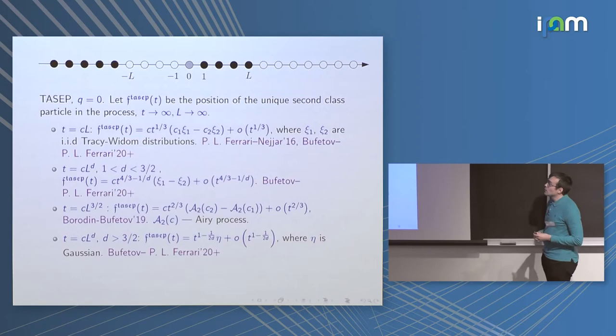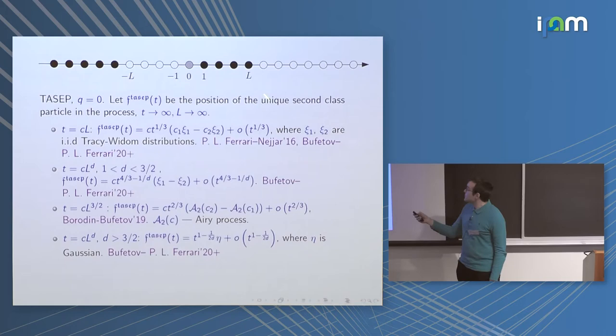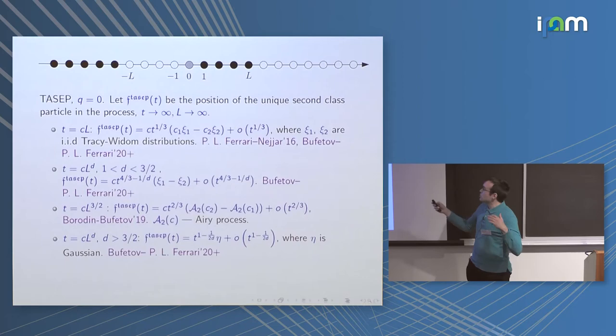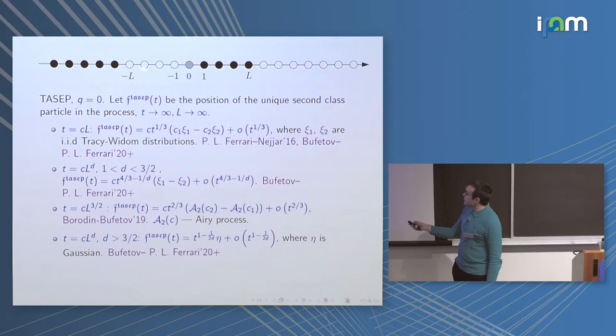And here is the story of what happens with this second class particle. So we have this L, and we have a double limit. It's probably better to think that L is some large number. This is our initial configuration, and then time grows, and the second class particle starts to behave somehow. It's clear that when time is less than L, nothing really happens with the second class particle, because it's blocked by these first class particles, and this hole didn't come here. So it just stands at 0 for quite some time.